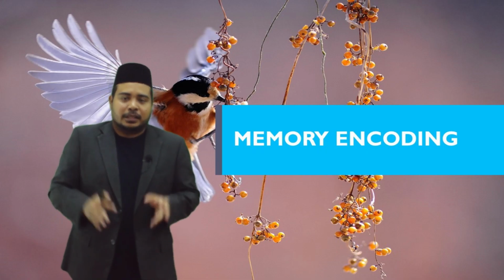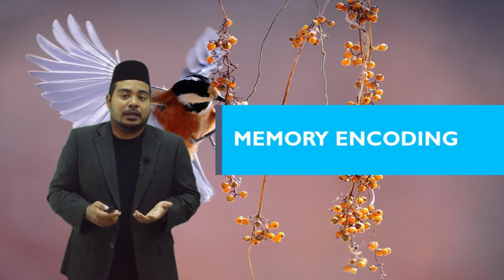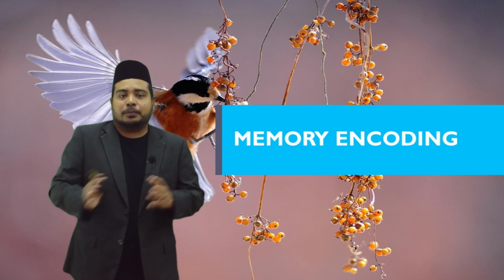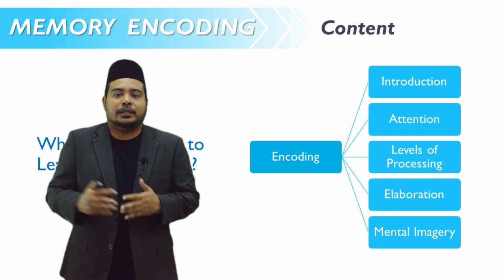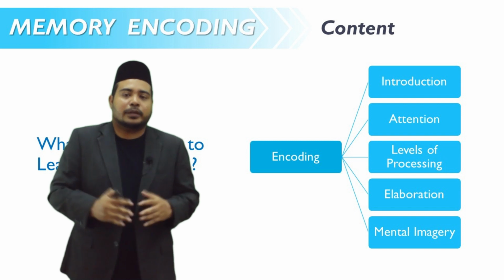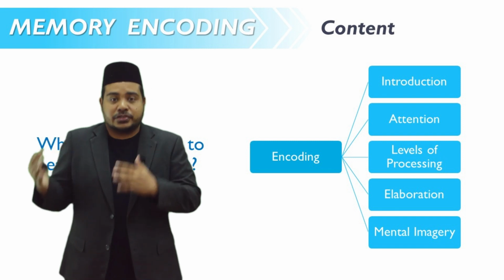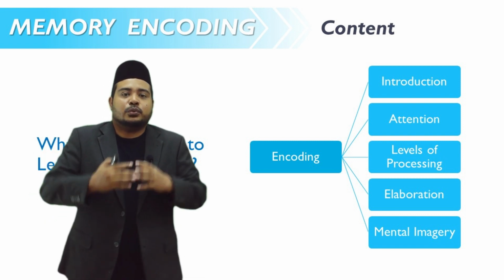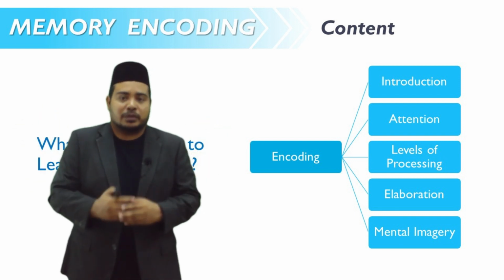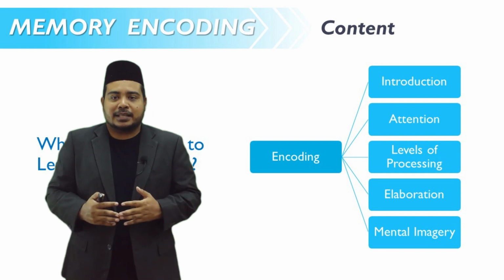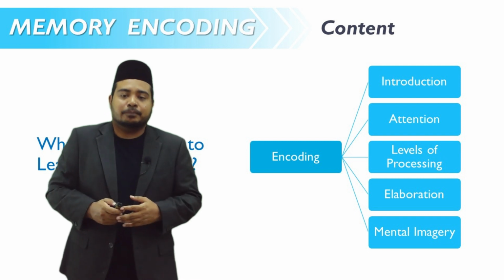Okay, like I mentioned, memory involves 3 main processes. The first one is memory encoding. So in this subtopic, we are going to look at 4 main aspects that are involved in encoding. Okay, prior to that, we are going to look at the introduction of encoding. What is encoding all about? And then we look at what processes are involved when we want to encode, when we want to interpret information that we receive from our environment. Okay, we are going to discuss attention, level of processing, elaborations, and mental imagery.